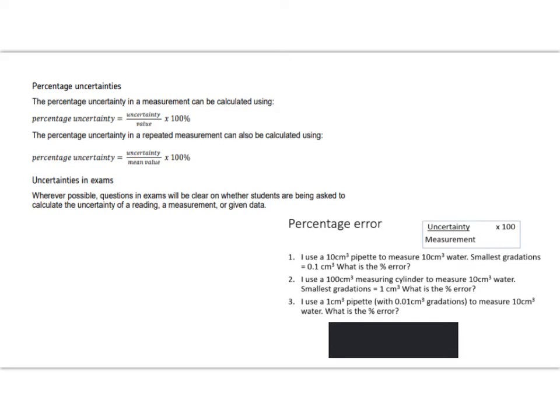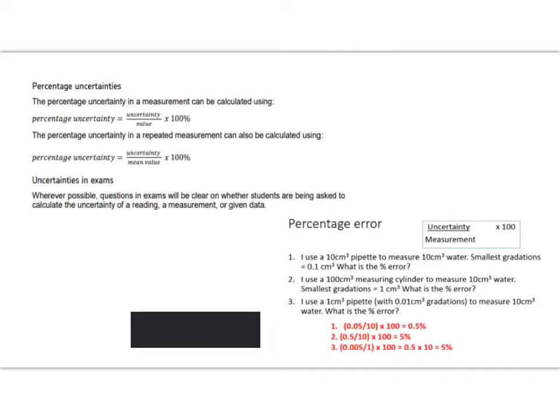Okay, so for percentage uncertainties, rather than just the uncertainty of each measurement, you take the uncertainty, which might be plus or minus 1 millimetre or plus or minus 0.5 centimetres cubed, something like that, divided by the value times by 100. For means, you just divide by the mean value, you don't need to do anything fancy with it. So could you have a go at these three questions to work out the percentage error or the percentage uncertainty? Pause the video and then have a go.